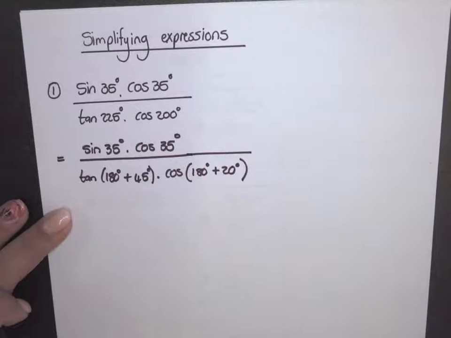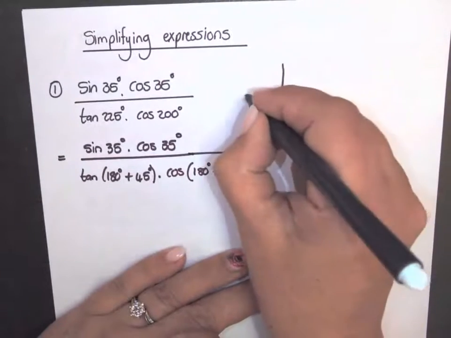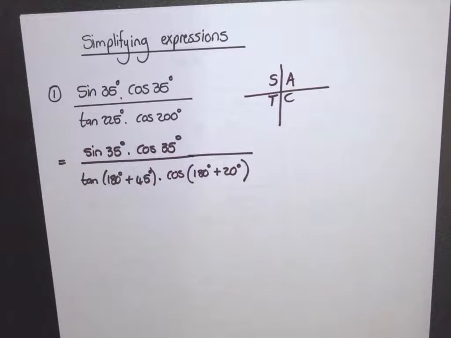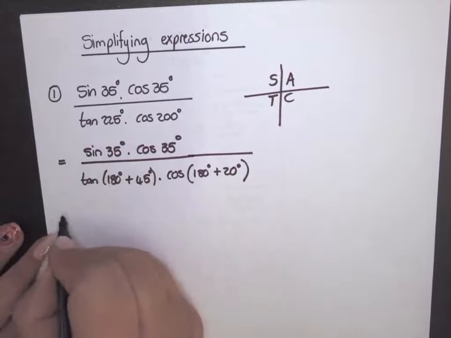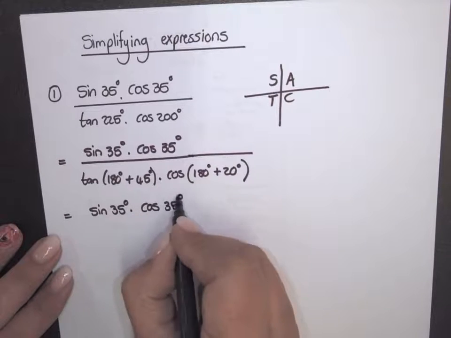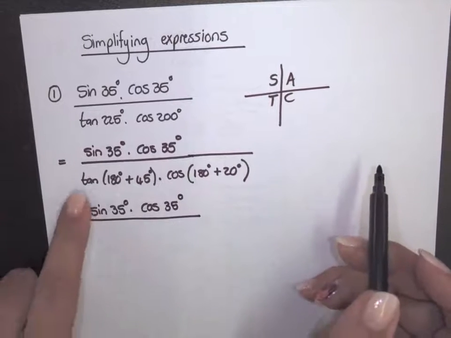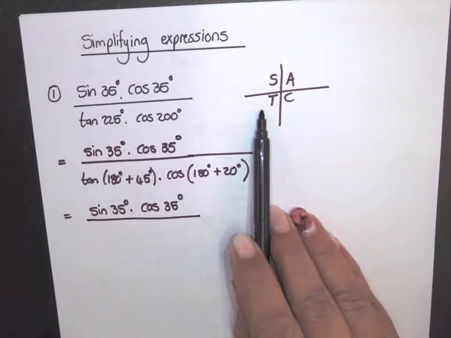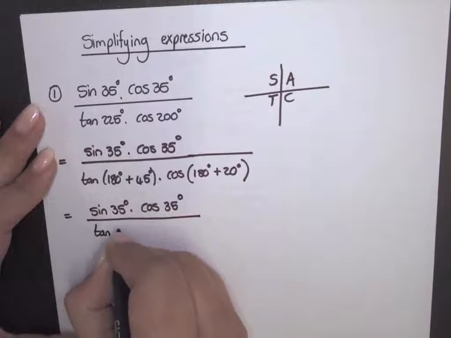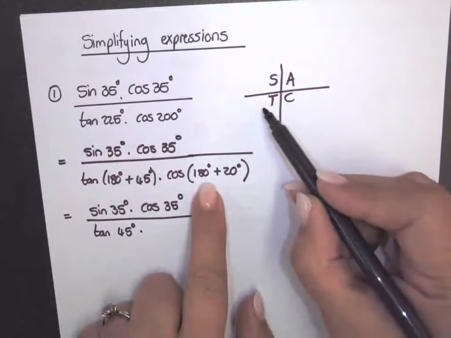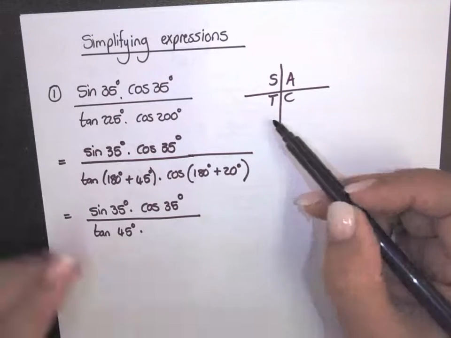Now for this, I'm going to need my CAST diagram. Again, the numerator stays as it is. Sine 35 degrees times cos 35 degrees over tan 180 plus 45 lies in this quadrant, and tan is positive there, so it stays tan 45 degrees times cos 180 plus 20 lies in this quadrant, and cos is negative there, so it's negative cos 20 degrees.